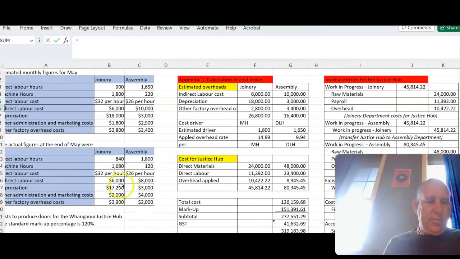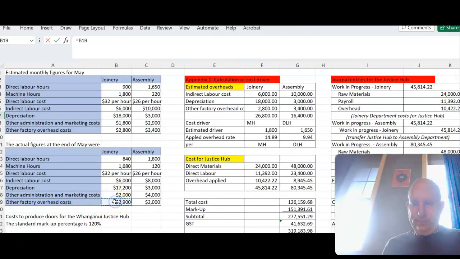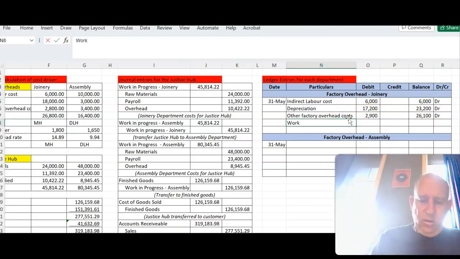The depreciation in that department and the other factory. We'll keep a running balance. It's a debit balance. So as our costs are added, our balance will go up. And then what we do is we apply it to the department, and this one goes to the joinery department.